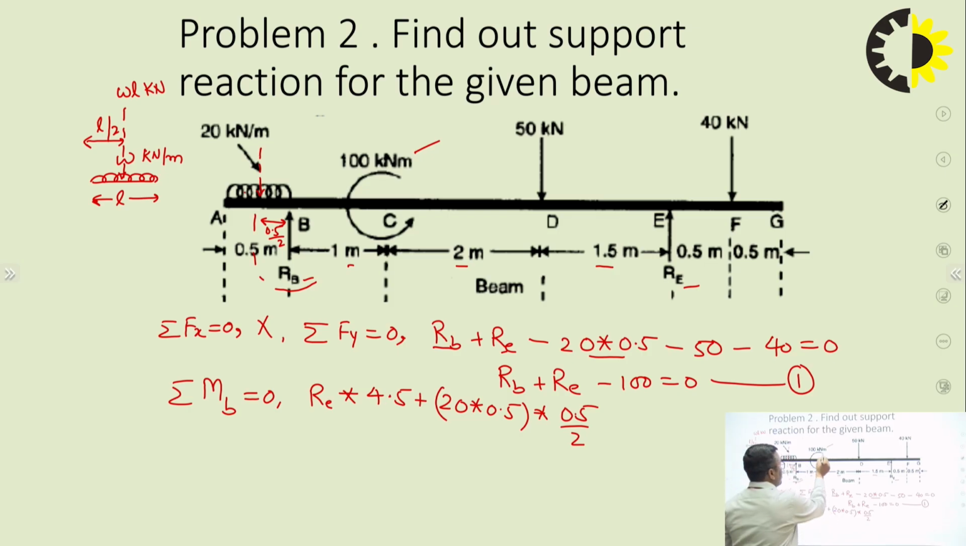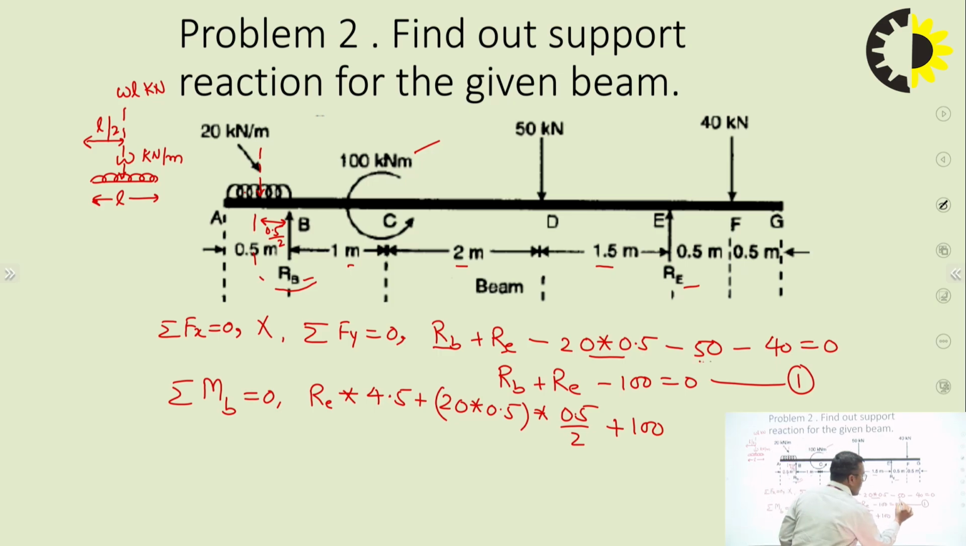Now I am coming to this 100 kilonewton meter. This is a couple. Couple is a free vector. It is not associated with a point. Okay. So it is free at any point. Its nature and magnitude, as it is, we have to take. So for point B also it will be taken as anti-clockwise. So plus 100. Okay. So we have taken RB, RE, 20 into 0.5, and 100 kilonewton meter.